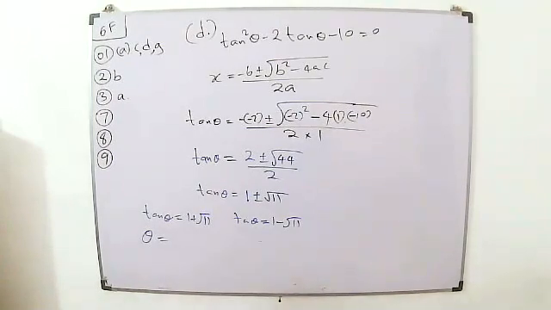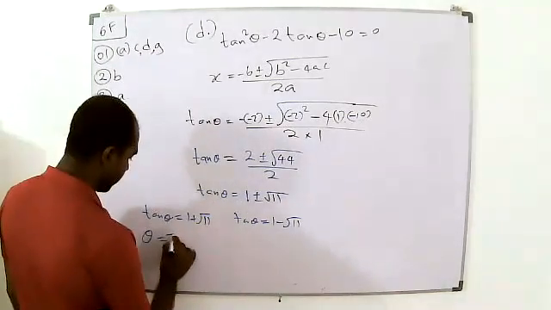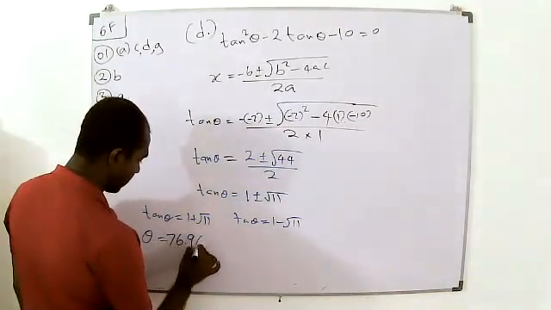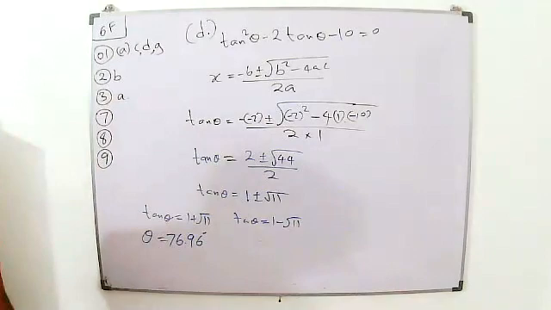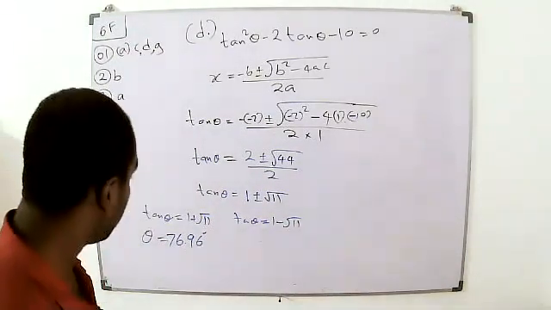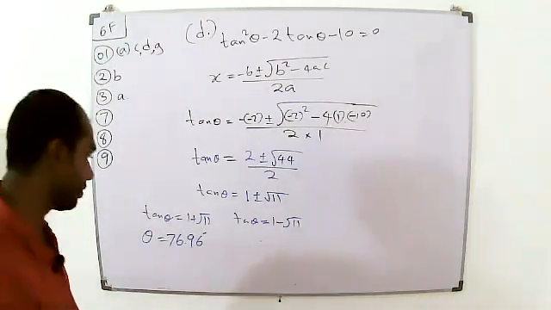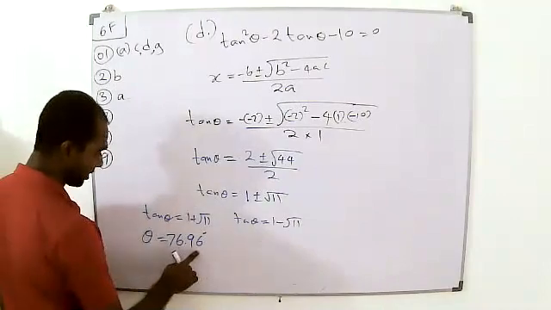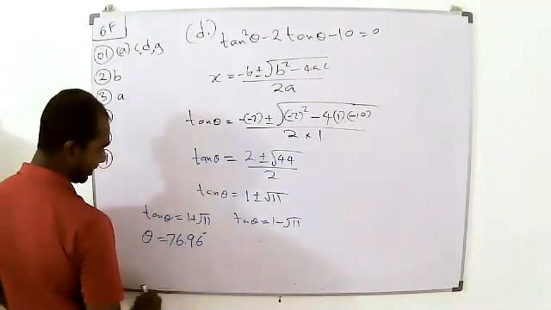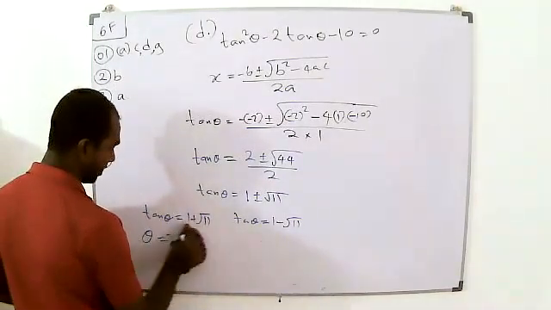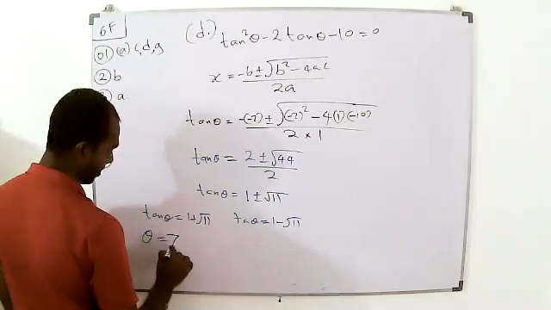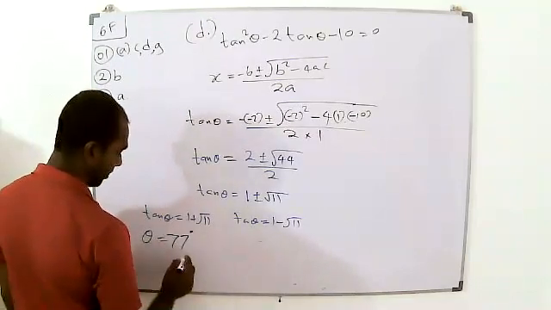76.956, so it's better to write 76.96 now. 76.96. And then the next one, they have asked for three significant figures. When we are going for three significant figures, we can just write this as 77 degrees. I forgot that they are asking for three significant figures.